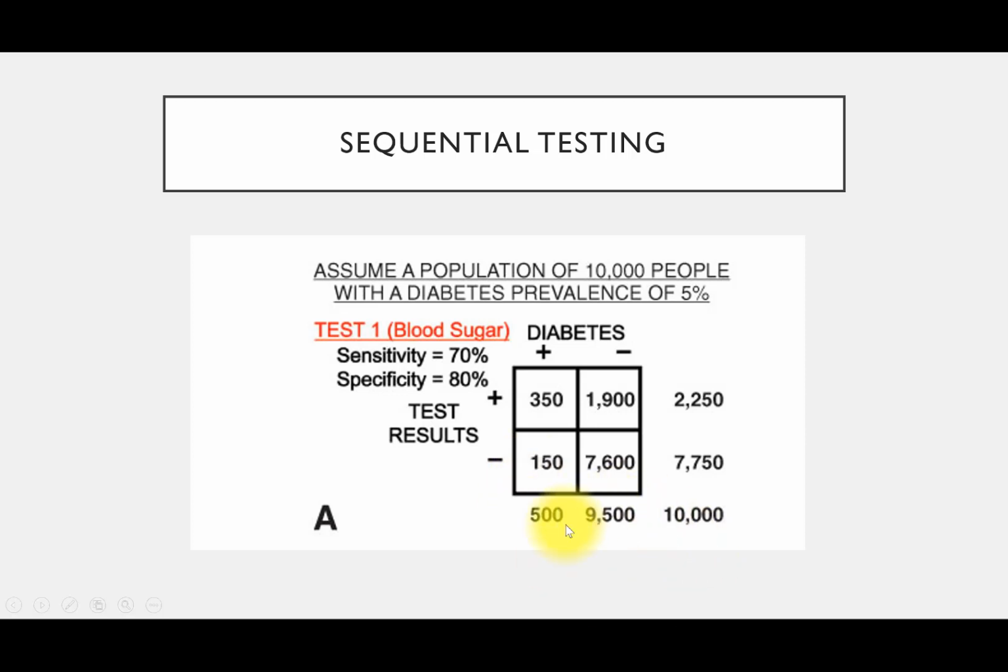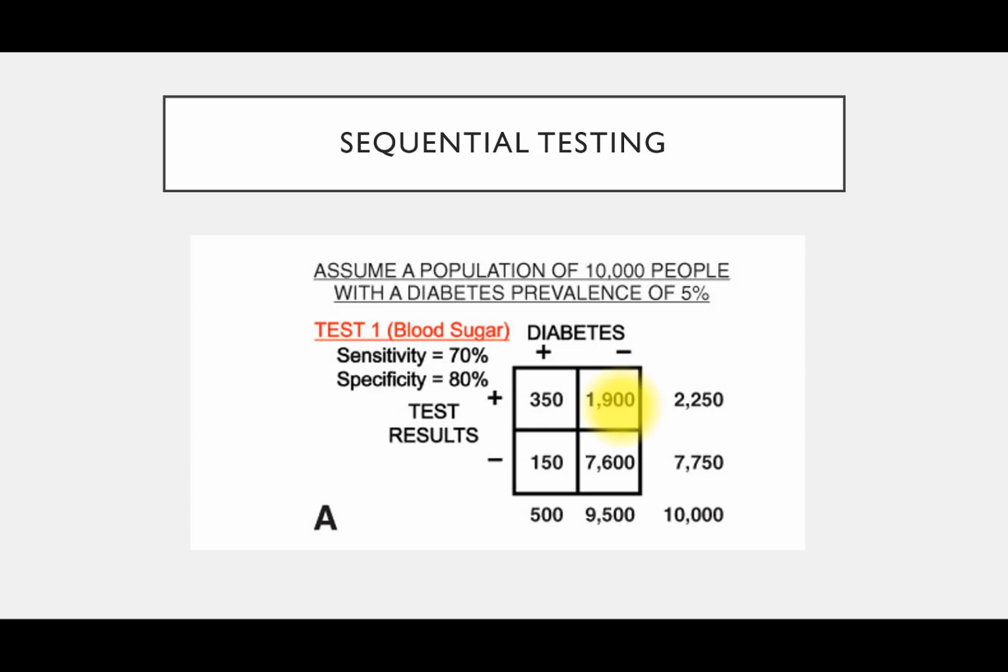Likewise, 9,500 people, we know from the prevalence data, truly do not have diabetes, but our test was able to correctly identify 7,600 of them as negative. That means we are left with 1,900 people who tested positive. Okay, so these are false positives.